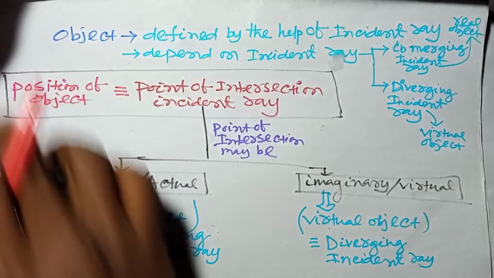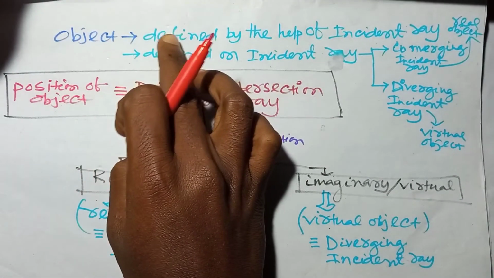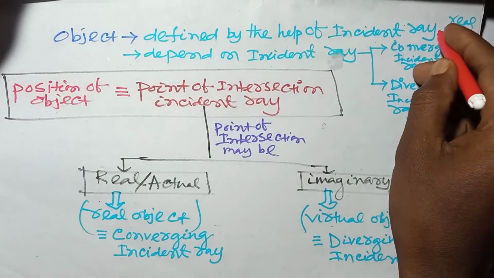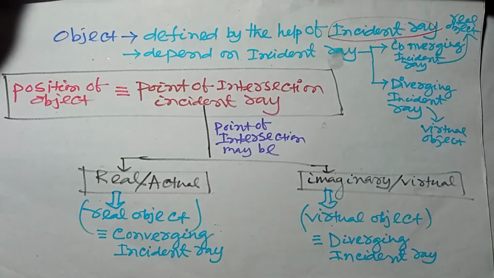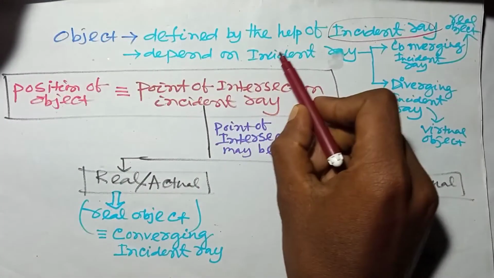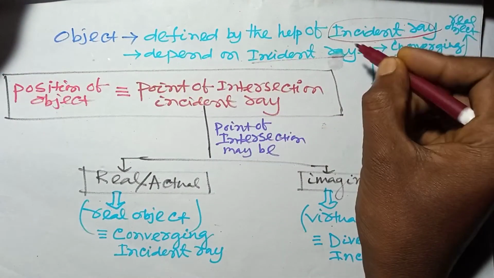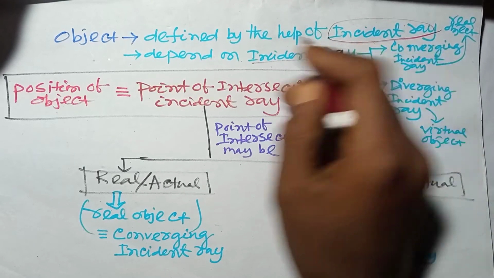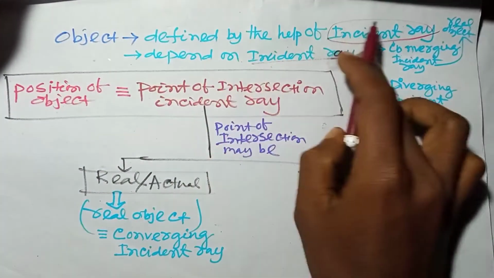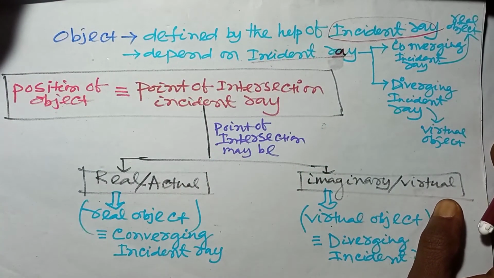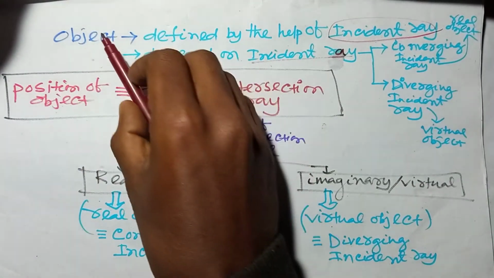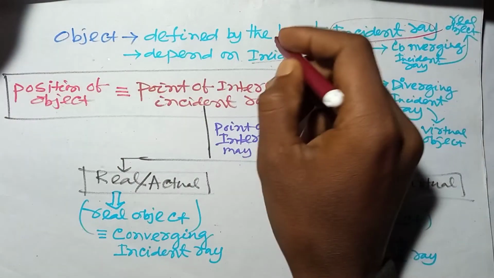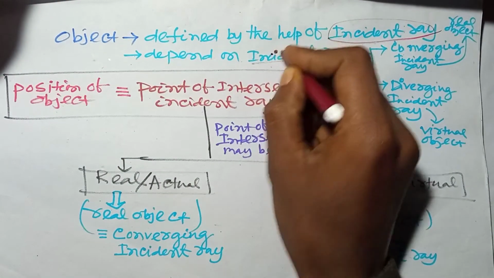So object is basically defined by the help of incident ray. Object always depends on the incident ray. In order to determine the position of object, what you have to do is focus on the incident ray. Object means incident ray.